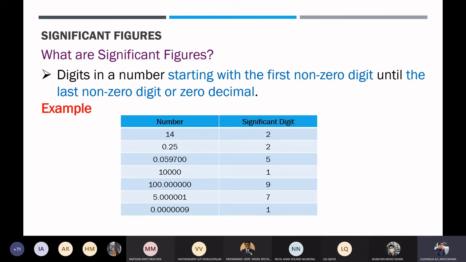If you look at example 3, the first non-zero digit appears, and it comes from 5 9 7 0 0, so it starts from here: 1 2 3 4 5. That is 5 figures, this is 1 and the remaining are zeros, and the same for the rest. All right, so this is how you need to differentiate significant figures and decimal places.